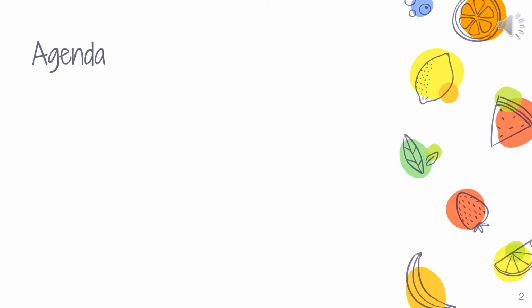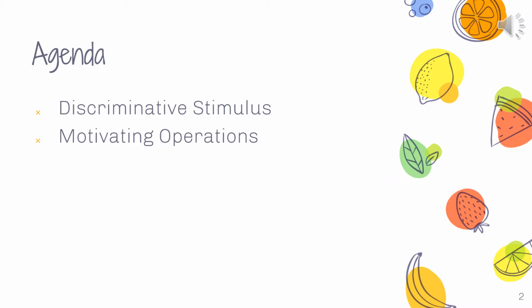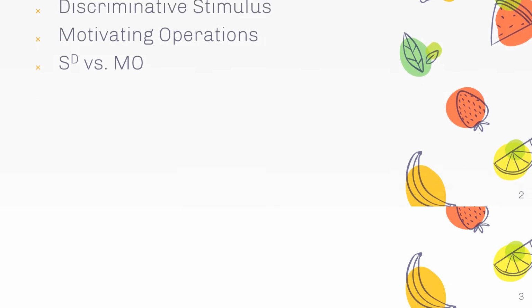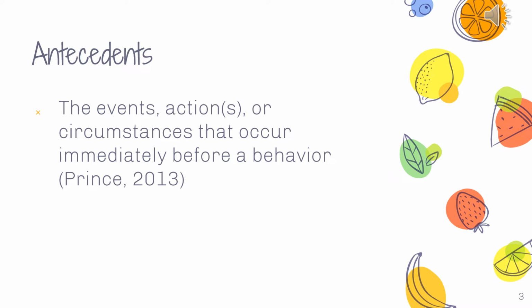The agenda for today is first to talk about discriminative stimuli, then to move on to motivating operations, and finally to compare the two, discriminative stimuli or SDs and motivating operations or MOs. Antecedents are events, actions, or circumstances that occur immediately before a behavior. Throughout this training, when referring to antecedents, this can include motivating operations that may be in effect or discriminative stimuli.